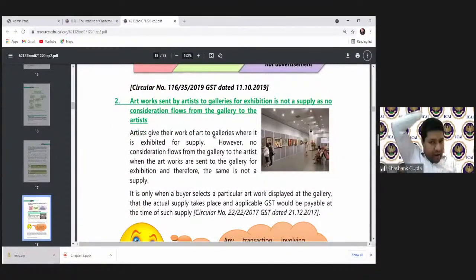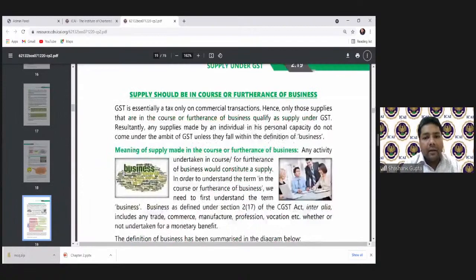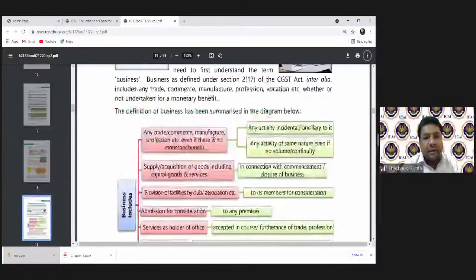Next, artwork sent by artists to galleries for exhibition. For exhibition is not a supply as no consideration flows from the gallery to the artists. So basically, all the artists go from place to place, display their work of art. Someone likes it, purchases it, maximum of it goes to another art exhibition. So the question arose that when they are moving it from point to point, taking it for exhibition, whether it is supply. So it was clearly told no supply unless there is clear sale happening. Mere hosting it for exhibition is not supply.